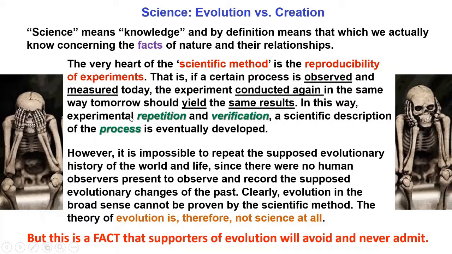A scientific description of the process is eventually developed. So you can write down step by step because you have done it, repeated it, and verified it. It's always the same, so you can describe the process. However, it is impossible to repeat the supposed evolutionary history of the world and life, since there were no human observers present to observe and record the supposed evolutionary changes of the past. Clearly, evolution in the broad sense cannot be proven by the scientific method.